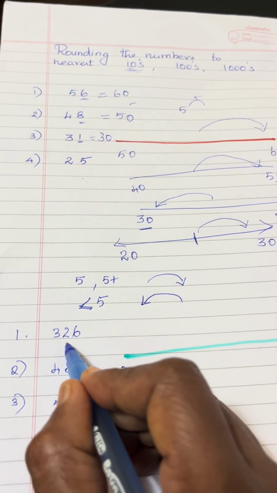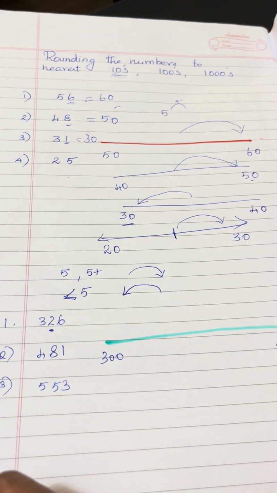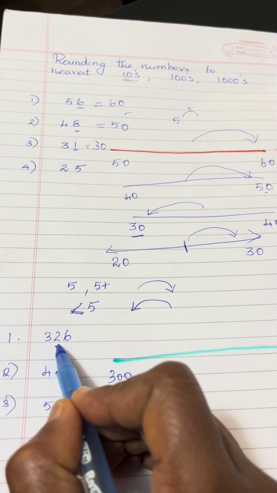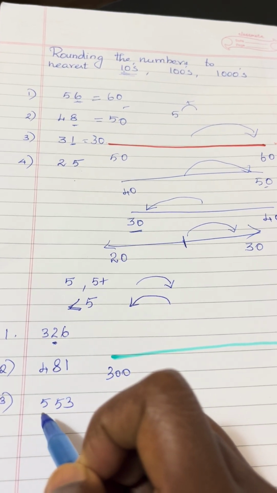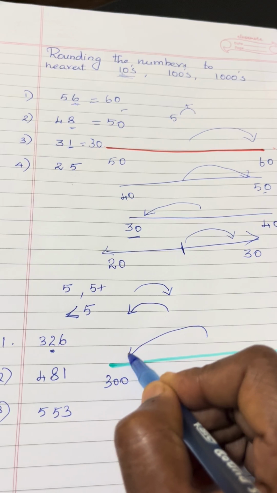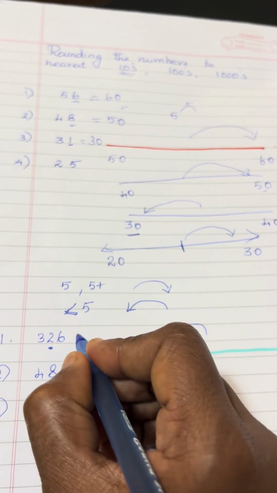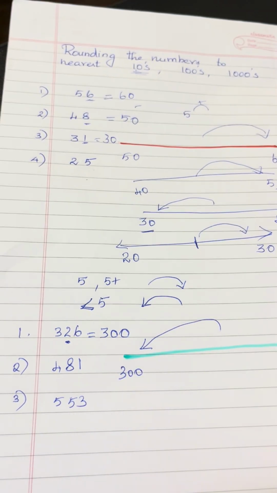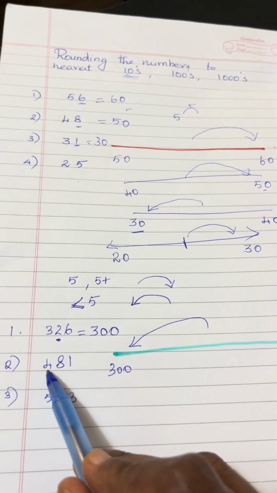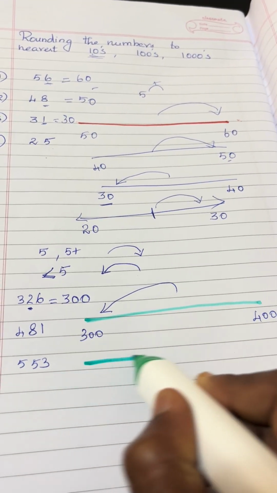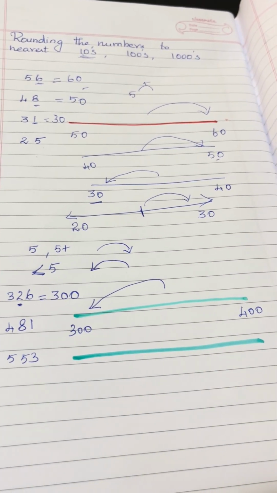In the second place, you're going to look at this number: 26, that is 2. Is 2 greater than 5 or less than 5? It is less than 5, so we are going to go all the way to the left hand side. So what is the answer for this number? Rounding to hundreds, the answer is 300. Okay, 481. Let's draw 481. Where is 481?